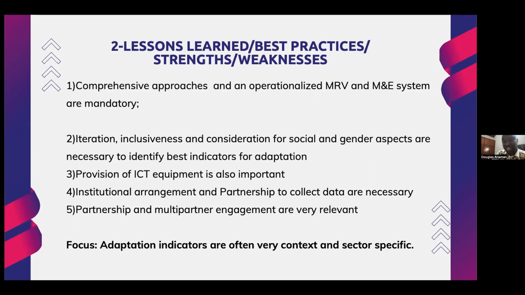One of the lessons learned is the provision of ICT equipment, which is very, very important. That's why we have supplied to the different projects a lot of computing software and equipment, to enable those sectors to be operational, to implement those systems.